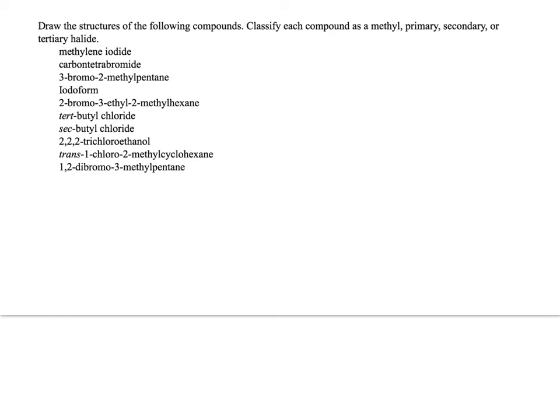So methylene chloride is just CH2Cl2, and that would be considered a methyl. Carbon tetrabromide would be CBr4, and that would be a methyl. That carbon is not connected to another carbon. That makes it a methyl.